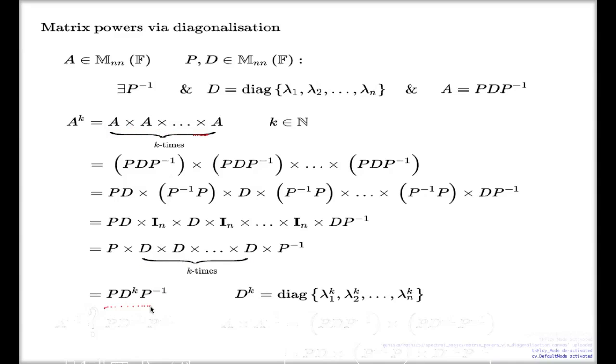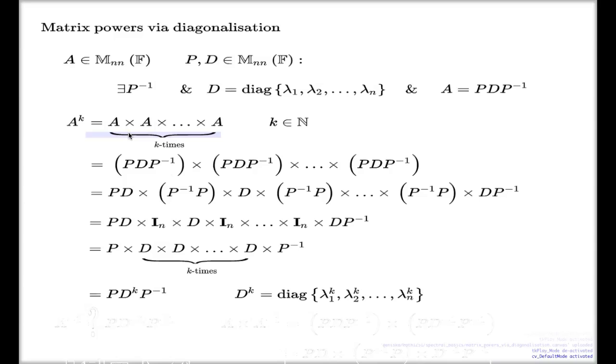That's a significant advantage. No matter how large k is, you can always do this. And you hardly can do this otherwise. Even if you have powerful computers, sometimes you can't do this. And that's the very significant advantage of having a matrix diagonalized. Trust me, it's a very significant advantage for the applications.